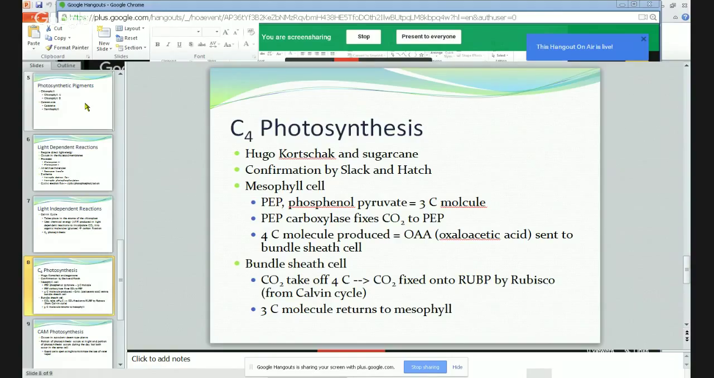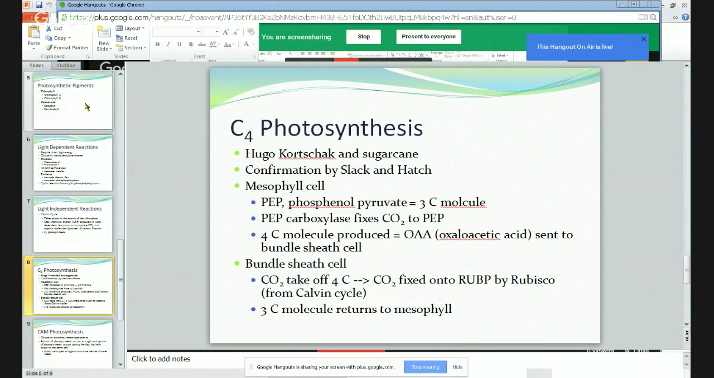So it's the PEP molecule, the phosphoenolpyruvate acid. And then that will go back into the plasmodesmata and go back across into a mesophyll chloroplast, and then we'll start the whole process all over again. So it's called a C4 plant because you've got the 4 carbons there initially instead of the 3 or the 5.